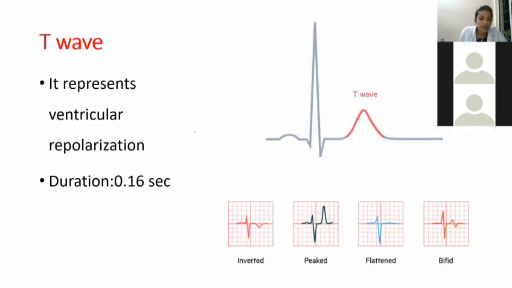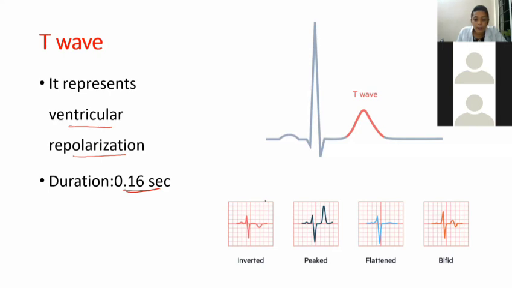Next is the T wave. It represents ventricular repolarization. Ventricular repolarization means the ventricle is again filled with blood. The duration is 0.16 seconds.